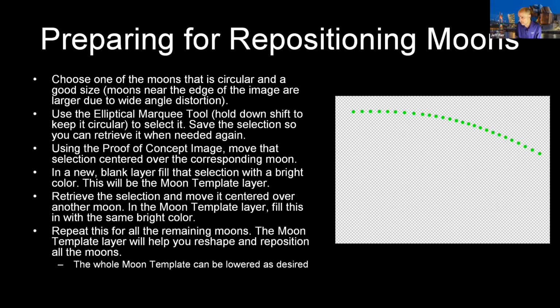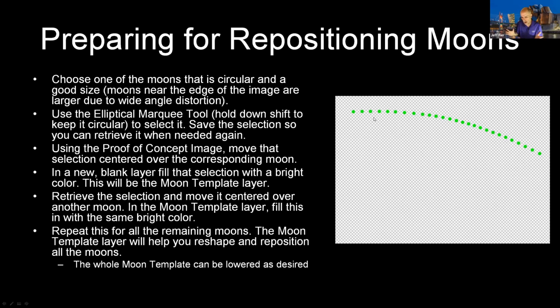For the remaining moons, what you need to do is replicate that selection, move it over to the appropriate location for the next moon, fill it in on the template layer with the light green color, and then continue this process over and over again until you get the full arc of all the moons in place. Now they're in the right location, and they're also the right size, and they're all circular, so that when we correct the oblong shape of the moons, we'll be able to make sure that I've corrected them to a circular shape.